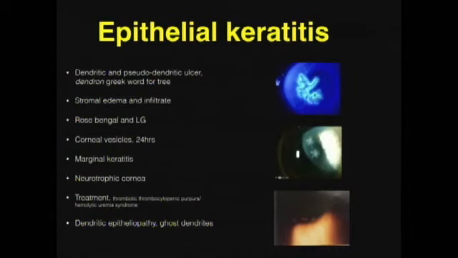Other uncommon presentation of herpetic epithelial keratitis is corneal vesicles. You know, it's similar to the skin eruption that you see in the skin. However, it will be localized to the corneal epithelium. And you can get the vesicles within 24 hours of the infection. And with time, these vesicles might coalesce and it can give you the dendritic ulcer.